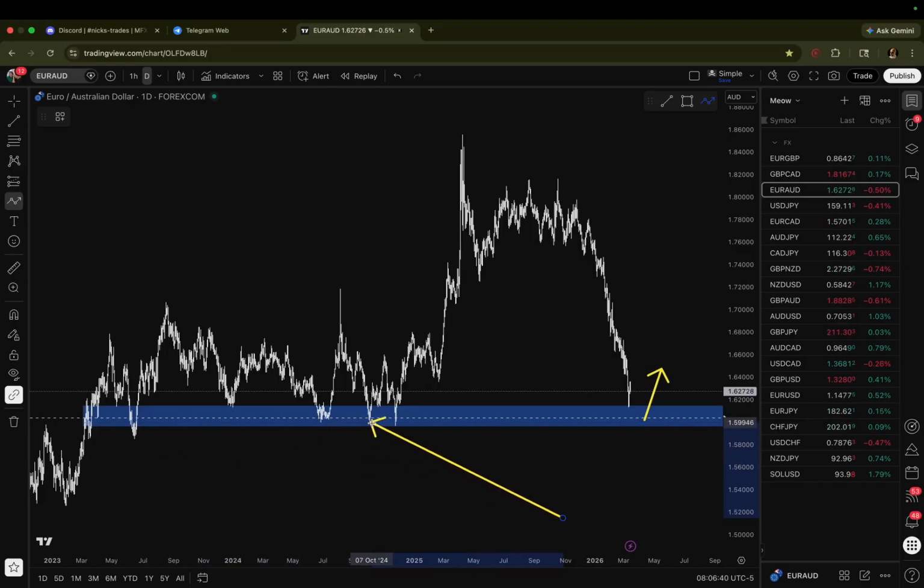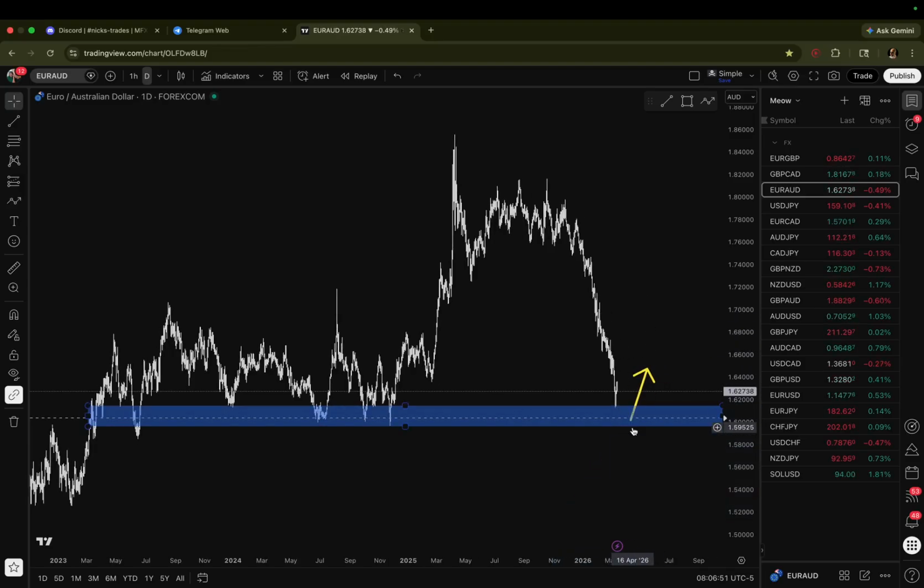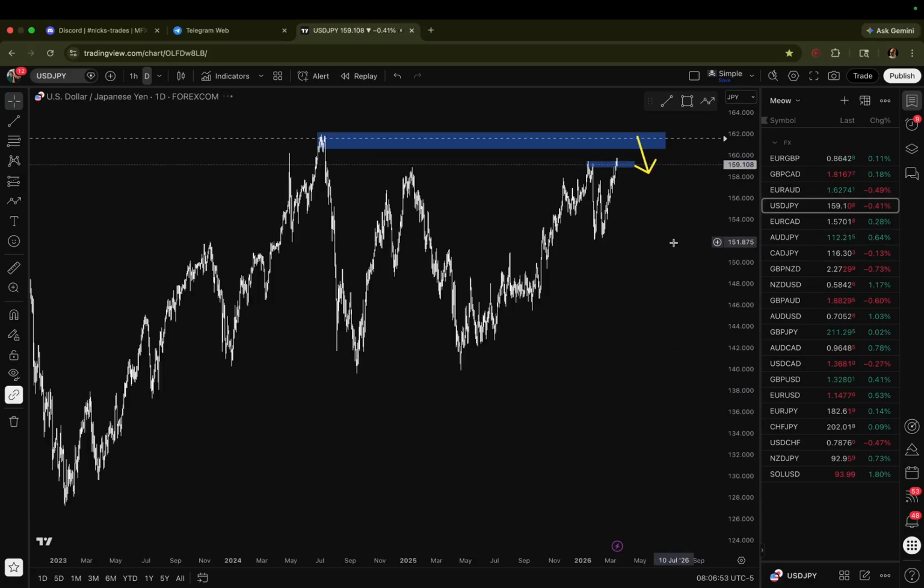But the last 3 times price touched this region, it literally bounced basically immediately as soon as price got into there. So I'm waiting for price to come into that region. Then if we start to bounce, fair enough. I'll get into a buy, stop below, target above.